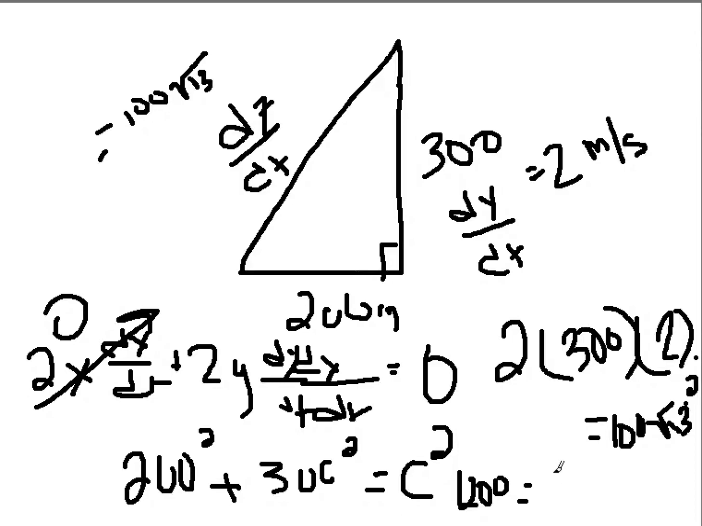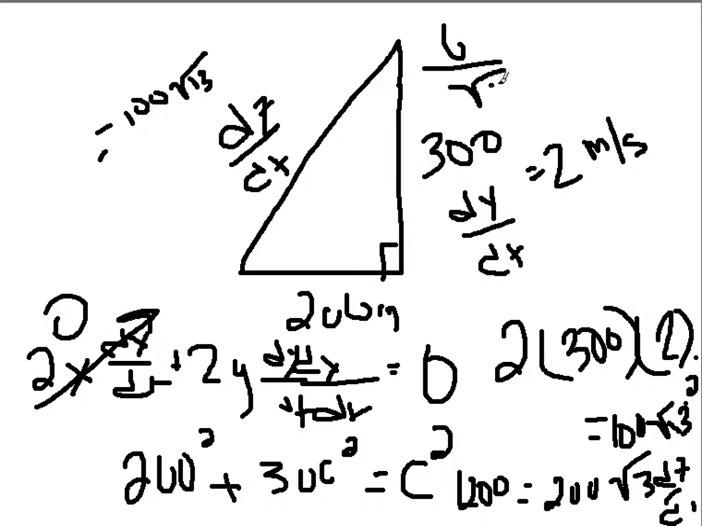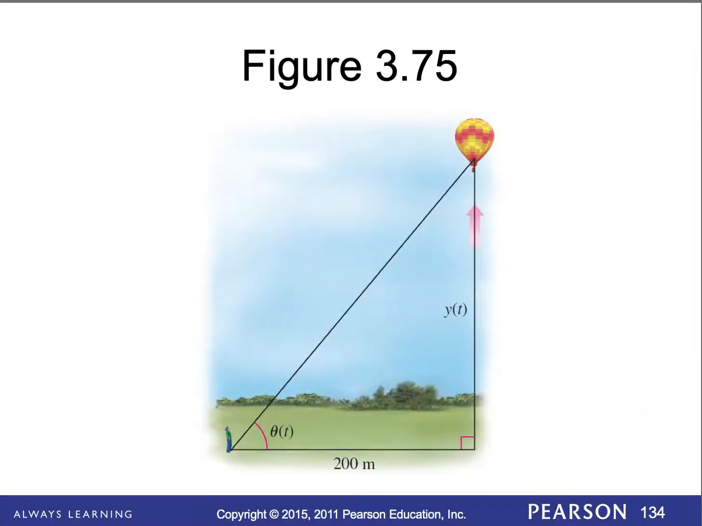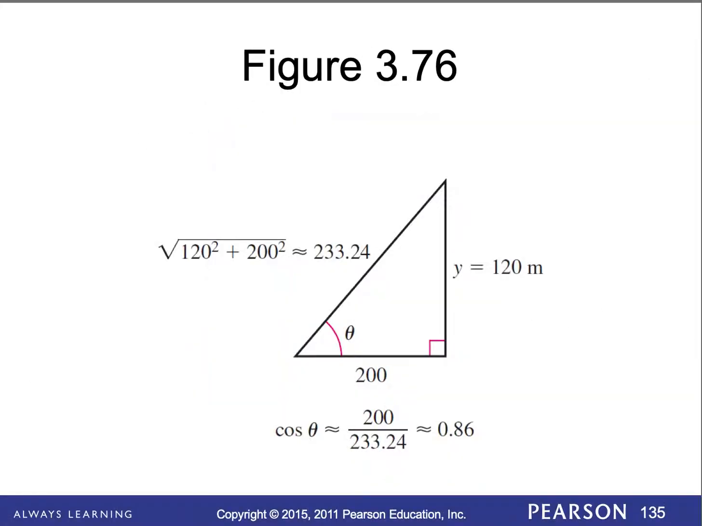Equals 200 square root of 13 dz/dt. So then I know that dz/dt is going to be the 1200 divided by 200, which is going to be 6 divided by the square root of 13. So I'm going to have 6 over square root of 13 is going to be my dz/dt. So really with the related rates, if you get the formula that ties it all together, that's what really brings things together.